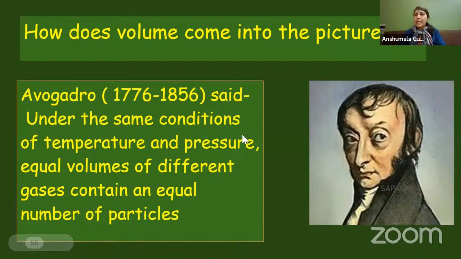that under the same conditions of temperature and pressure, equal volumes of different gases contain an equal number of particles. So what he's saying is that if you have two gases and you take their equal volumes, then you have an equal number of particles.